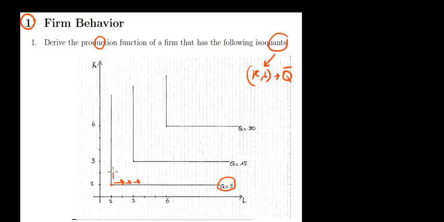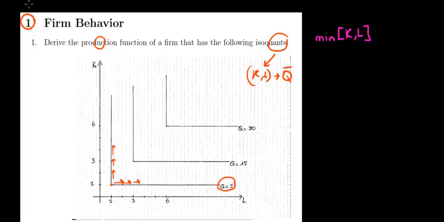And if we add more capital, if we go up on the capital axis, we still produce 5 units, although we have more capital. So we need exactly 1 unit of capital and 1 unit of labor respectively. And we know that the production function is going to have the shape of the minimum between the two values, the minimum between capital and labor. That's how the perfect complement looks.